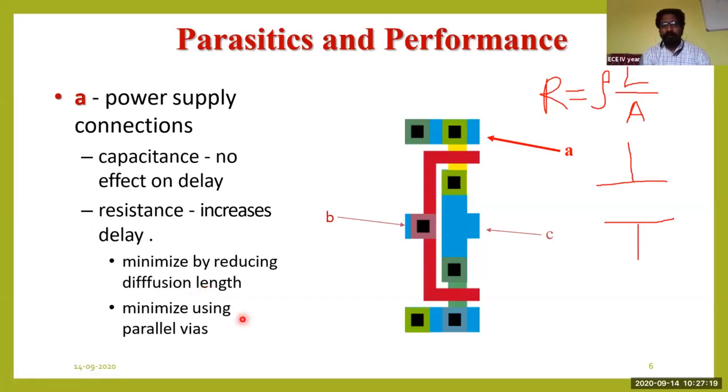Then minimize using parallel wires. See here, parallel wires means that instead of using one particular contact here, you can use three or four contacts one after another. That also reduces this particular resistance.